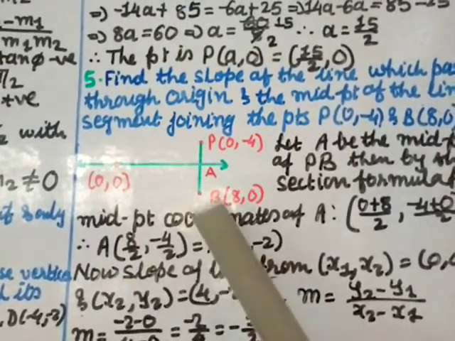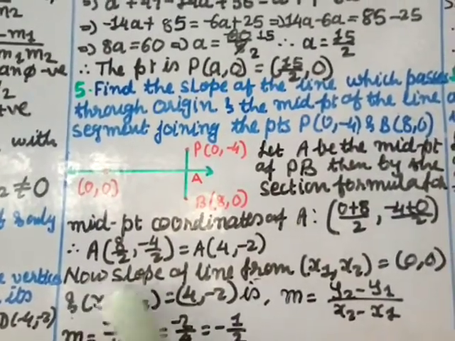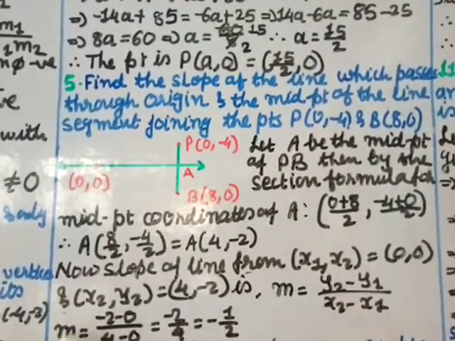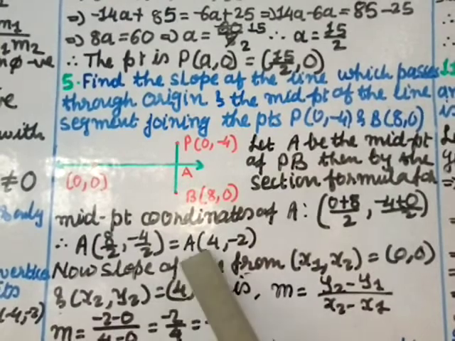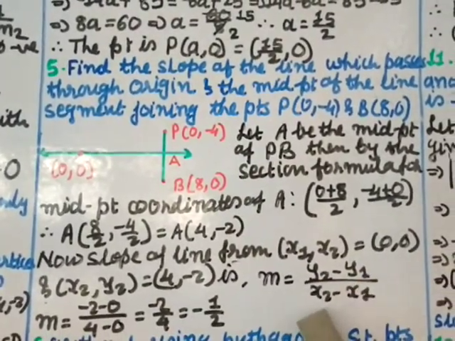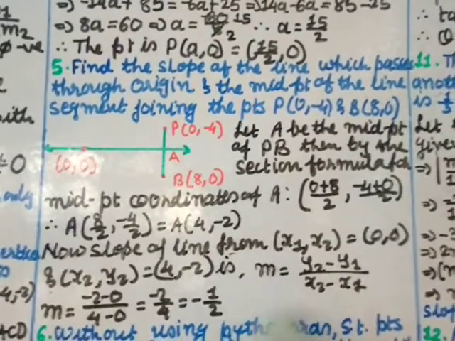So these are the coordinates of point A. Now the slope of a line from x1, y1, that is 0, 0, this point, and x2, y2, that is this point which I found here, 4, minus 2. m is equal to y2 minus y1 divided by x2 minus x1. Okay, this is the formula.